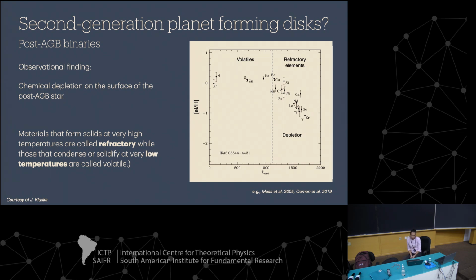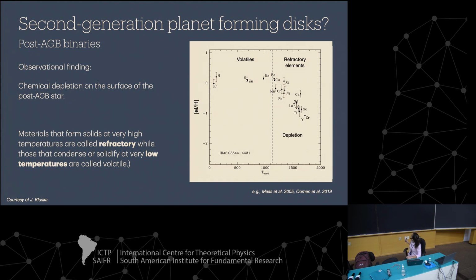And what they found, basically, is that all of the refractory elements are depleted, right? All of the higher metals are less than what was expected for a solar distribution, for a solar composition, right?